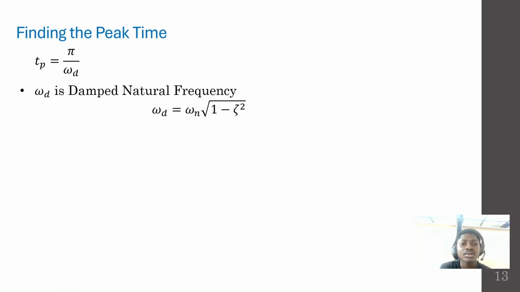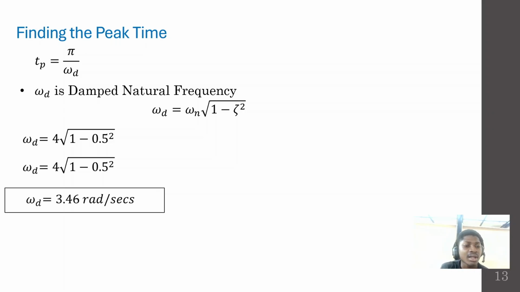The damped natural frequency is given by the undamped frequency times the root of 1 minus zeta squared. Substituting in the values, we had 4 times the root of 1 minus 0.5 squared, and we had 0.46 radian per second for the damped natural frequency.